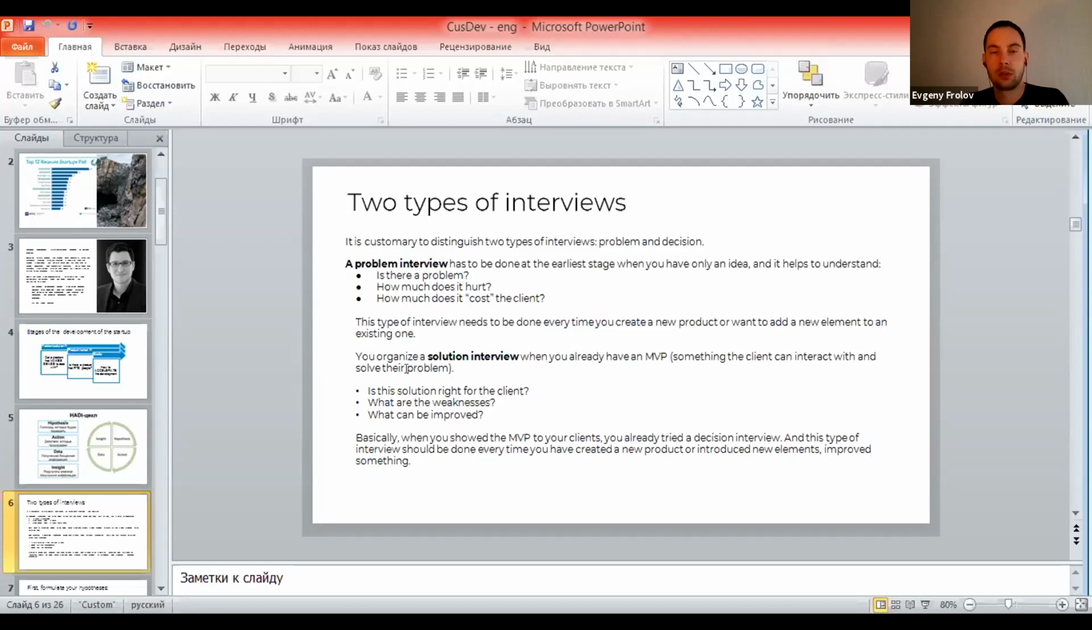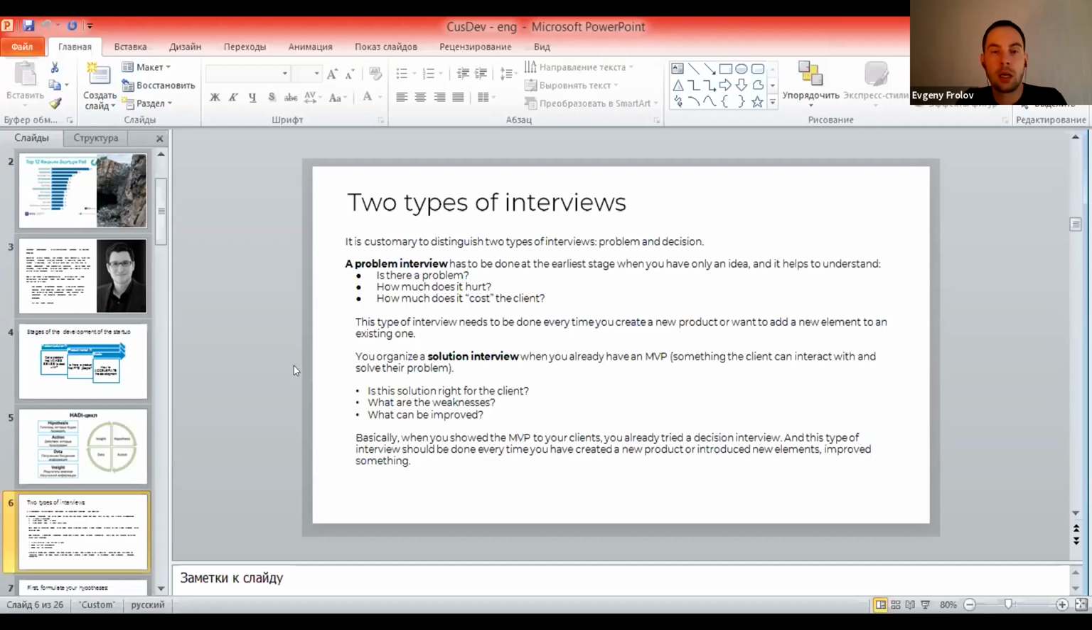So what about the solution interview? Usually we do it when we have an understanding of the needs and values of the customer, so we are already ready to create an MVP. It's already on the early stage of creating your MVP, when you have something to show to the potential customer, that it makes sense to go to this customer and make a solution interview.